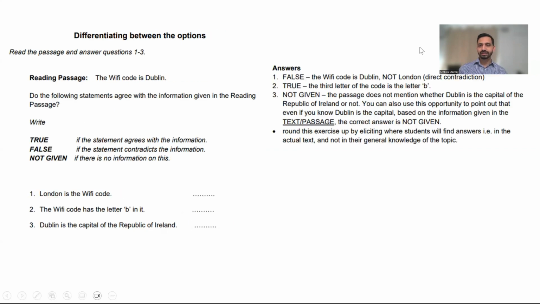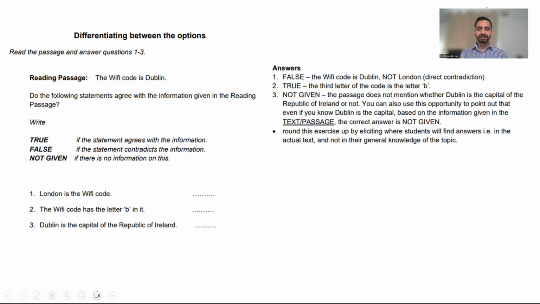All right, let's review the answers now. So the answers are false, true, not given. The first answer is false, right? London is not the Wi-Fi code. What is the Wi-Fi code? You guessed it, right? Dublin. Number 2, the Wi-Fi code has the letter B in it. Absolutely, Dublin has B in it. So the Wi-Fi code has B in it. That's true. The third letter of the code is the letter B.